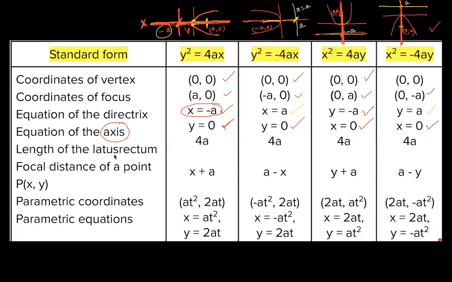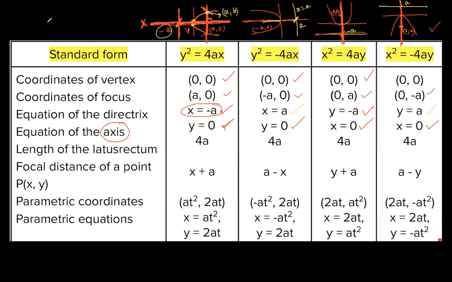Now, the latus rectum of the parabola. Latus rectum means a line that is perpendicular to the axis, and parallel to the directrix. Now, if we have to find the length of it, it is the length from here to here. For finding the length of this latus rectum, let's say this point has the coordinate a comma b.